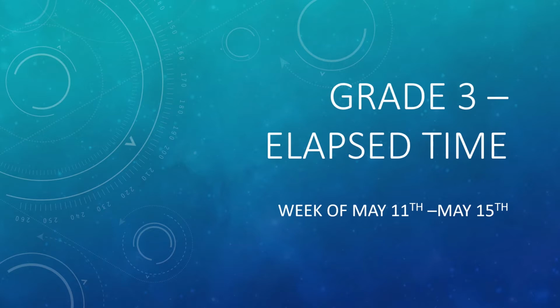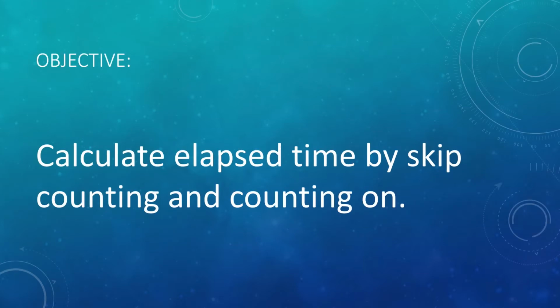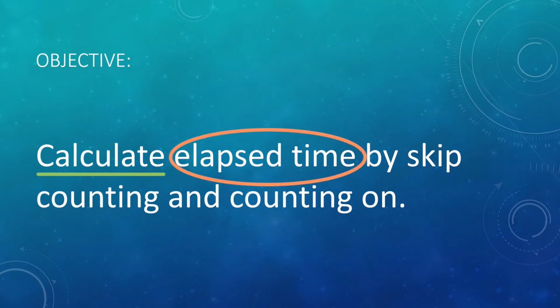Today's lesson will focus on elapsed time. So our learning objective for today is that we will be calculating elapsed time by skip counting and counting on. We know that to calculate, we will be using math to figure out. The word elapsed refers to time that has already gone by or happened.